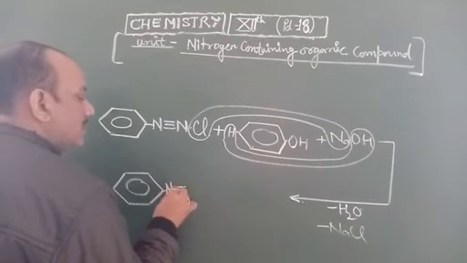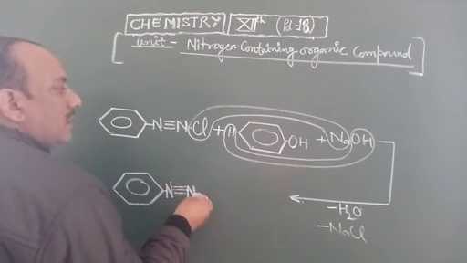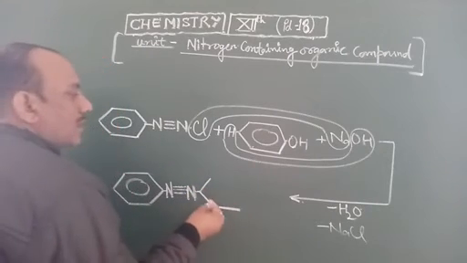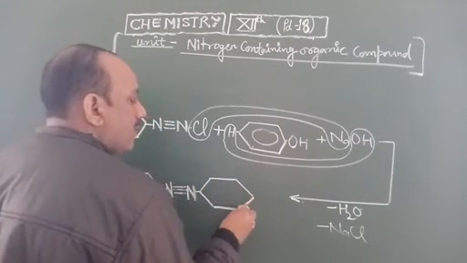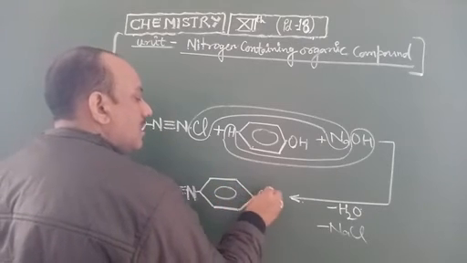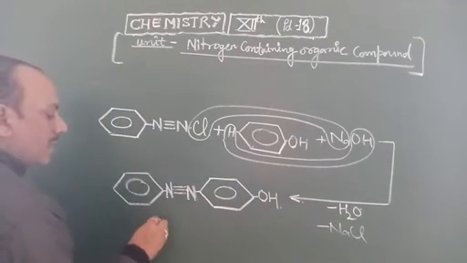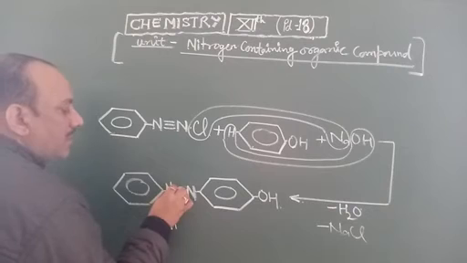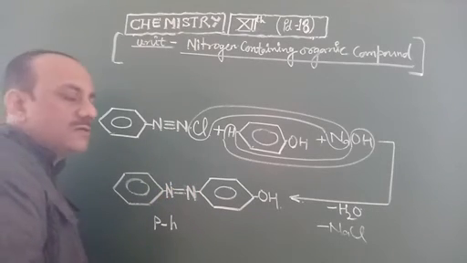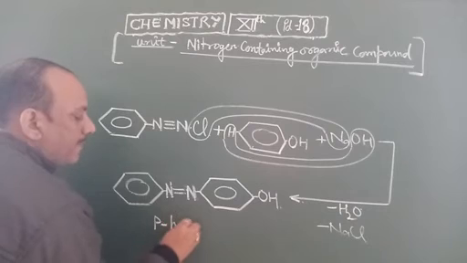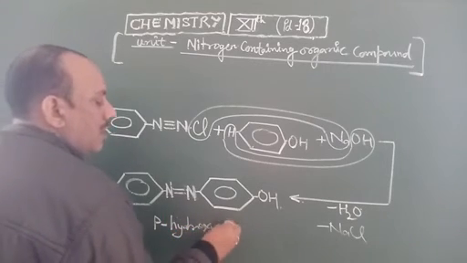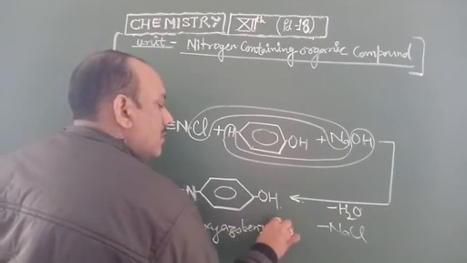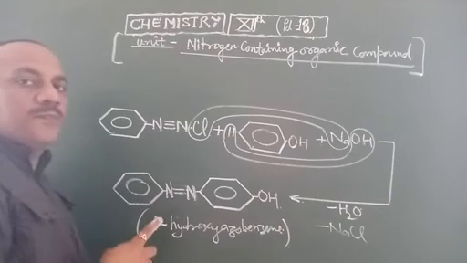C6H5N triple bond N and single bond C6H5OH. It is known as para-hydroxyazobenzene. It breaks the bonds and forms double bonds. Para-hydroxyazobenzene, and the reaction is known as the coupling reaction.